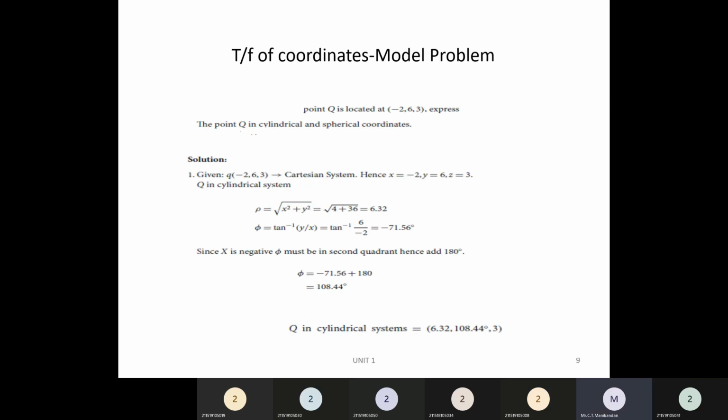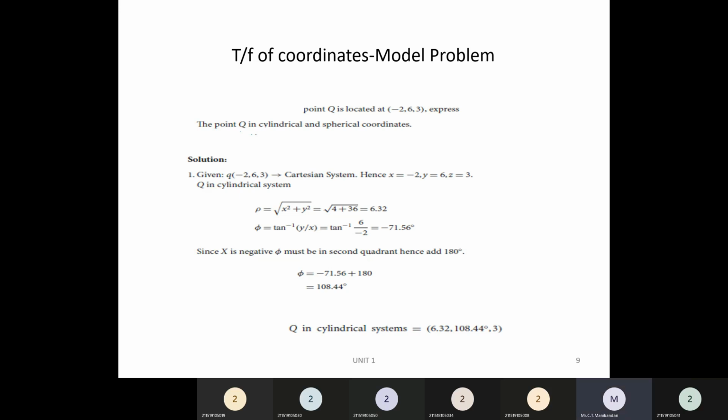Then if they are given negative values, what do we have to do? Say for example, this model problem. In the last model, all the values were positive: 0, 1, 1. But here in this problem, they are given as minus 2, 6, 3. We want to convert them into cylindrical and spherical coordinate systems.